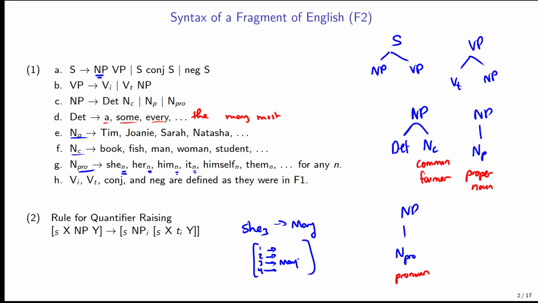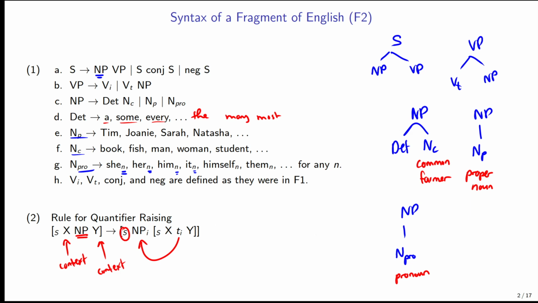Now, what's new is this rule for quantifier raising. So what this says is that if we have a noun phrase in a sentence, and this is just context, so whatever X and Y is, they can be empty, they can be there, and this is a quantified noun phrase, we can pull it out. So we can pull it out, we can create a new sentence node above it, and we give it an index. So this is exactly what we saw before with the scope ambiguity lecture.